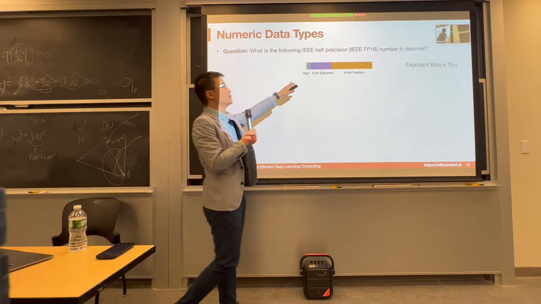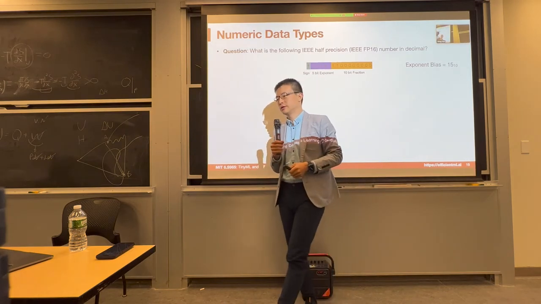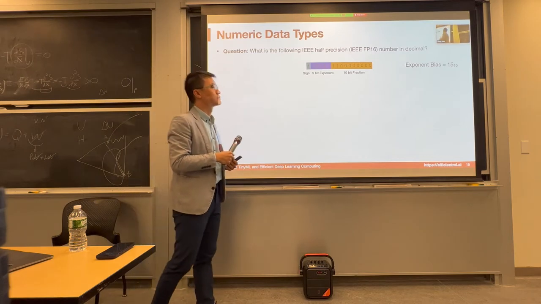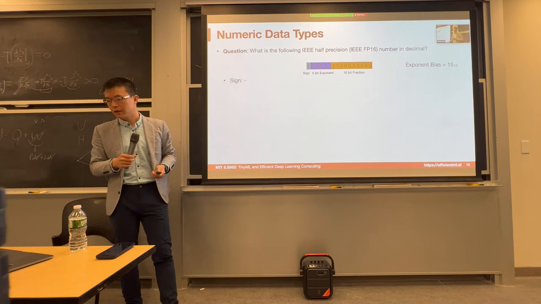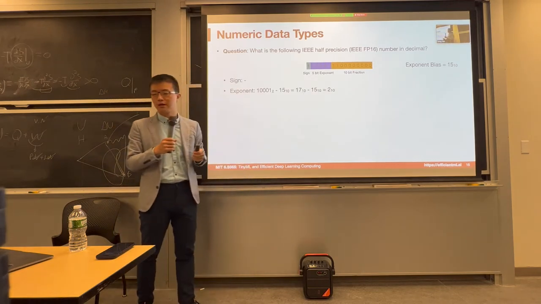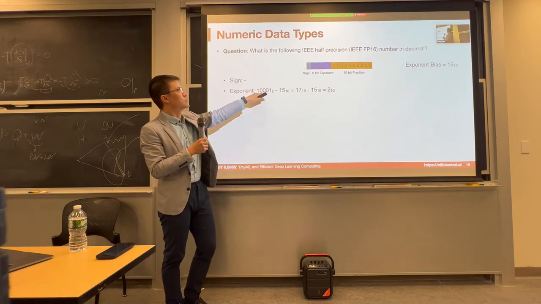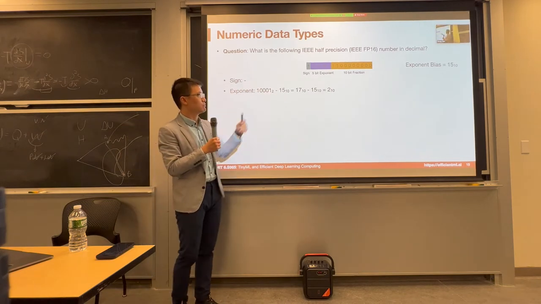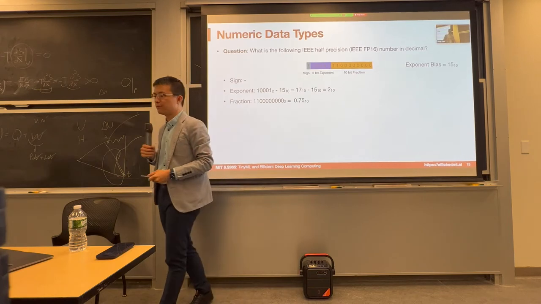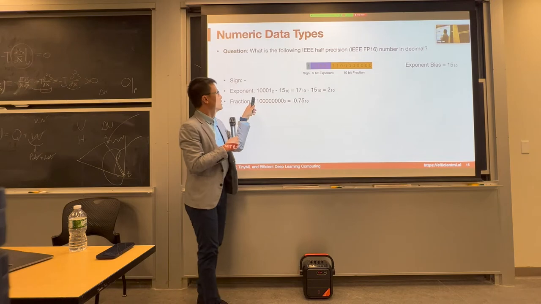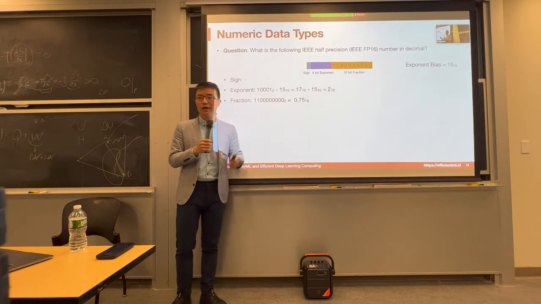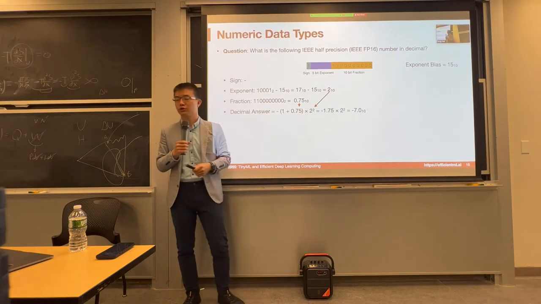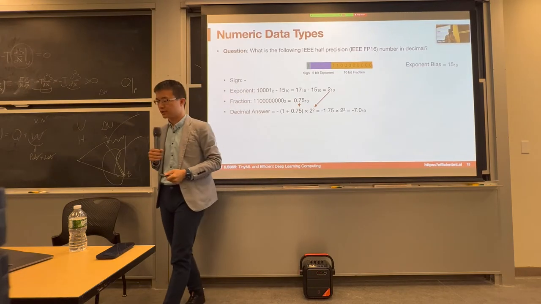Since we have 5 bits of exponent, the bias is 2 to the power of 4 minus 1. Okay, let's work on this together. First of all, we have 1 bit for the sign bit. It is a 1, so it's a negative number. And then the exponent, we have 10001. Then we subtract the bias. For 5 bits, the bias is 15. 17 minus 15 is 2. So the exponent is 2. And then we calculate the fraction. This bit represents a half, and this one is 1/4. So altogether it is 0.75. So the decimal answer would be minus (1 + 0.75) times 2 to the power of 2. So it's actually minus 7.